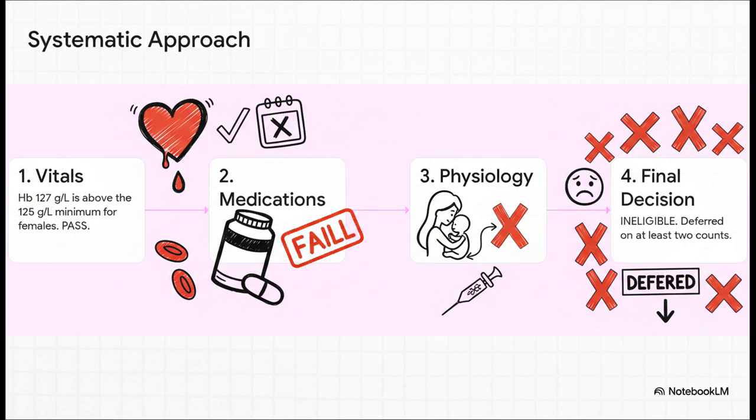Step 4, her physiological state. She's breastfeeding. That's a deferral for the entire time she's lactating, plus some months after, and that's to protect the mother's own iron stores. So that's our second, completely separate reason to defer. So even though the tattoo is a factor, we already have 2 clear no's on the board. The final decision is a clear deferral for today.